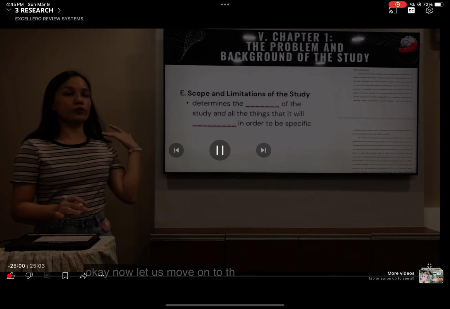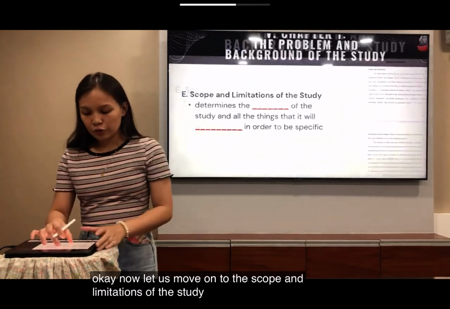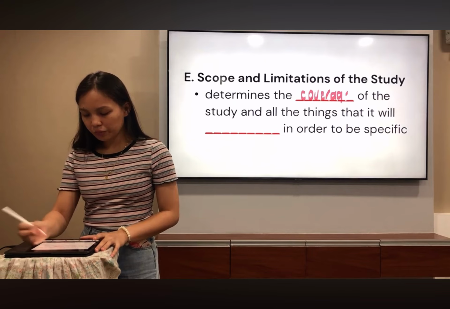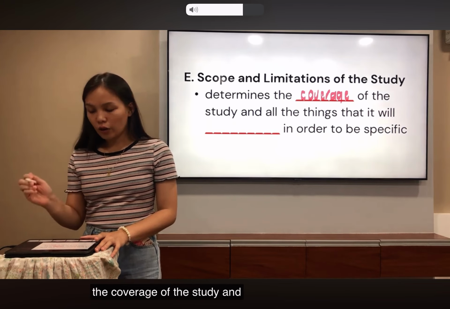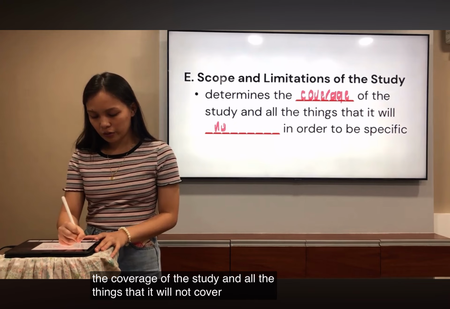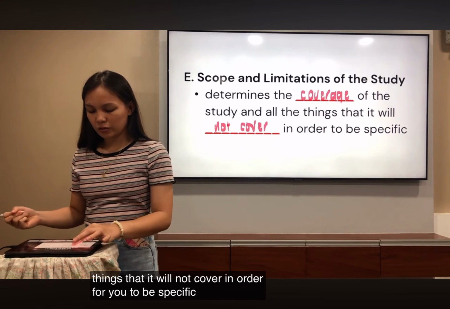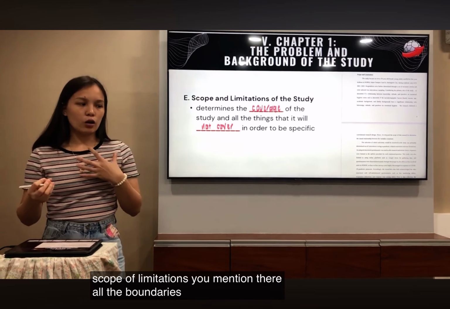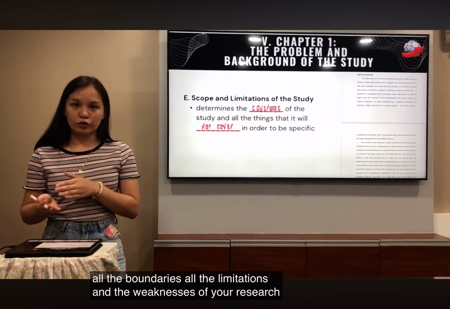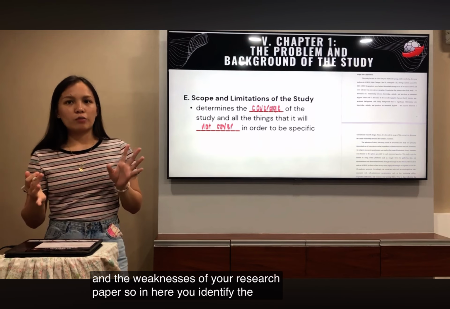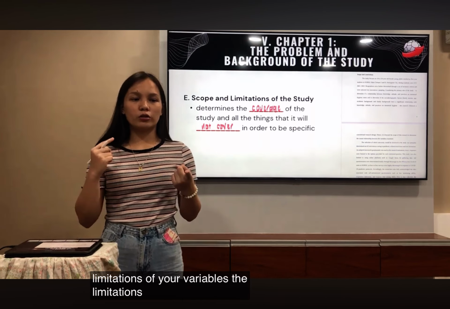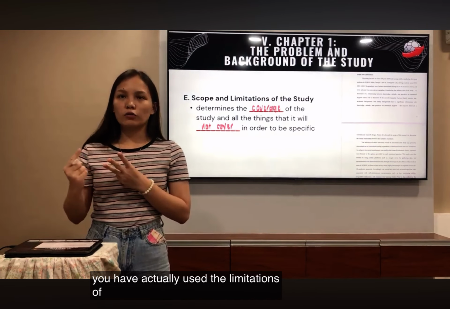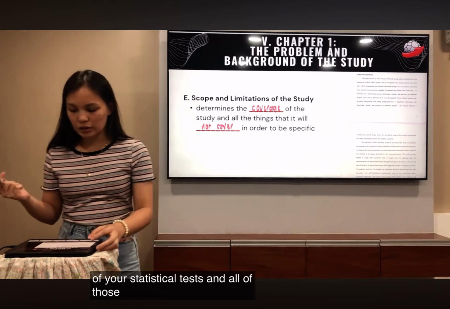Now let us move on to the scope and limitations of the study. Your scope and limitation determines the coverage of the study and all the things that it will not cover in order for you to be specific. Basically, in scope and limitations, you mention all the boundaries, all the limitations and the weaknesses of your research paper. Here, you identify the limitations of your variables, the limitations of your sampling method that you have actually used, the limitations of your statistical tests, and all of those things.